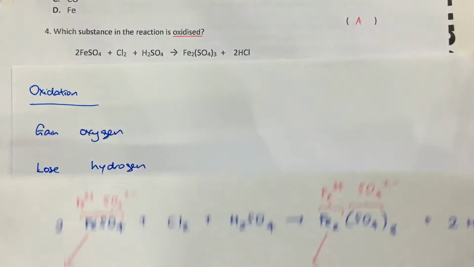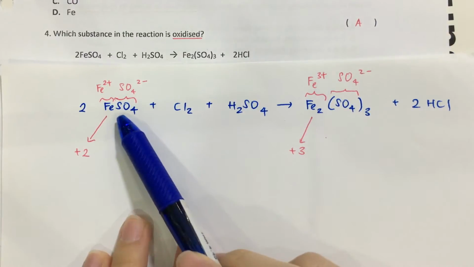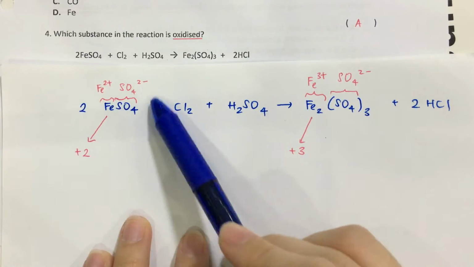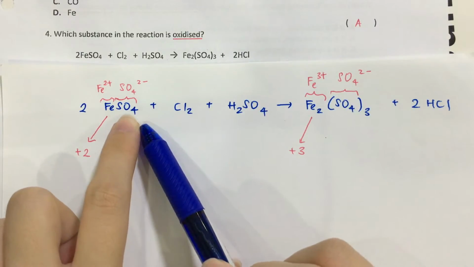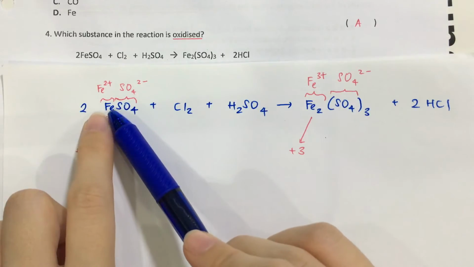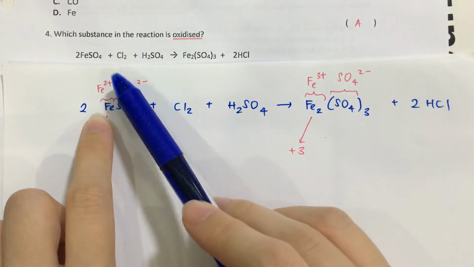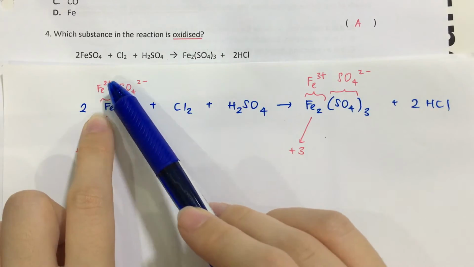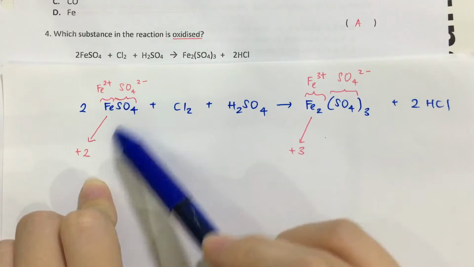So for oxidation state, let's look at iron sulfate first because it's easier. Sulfate as a polyatomic ion is 2-, which means that the charge of this ion to balance out the charges to get iron sulfate will be Fe2+. So this tells us that the oxidation state of iron is +2 in this case.